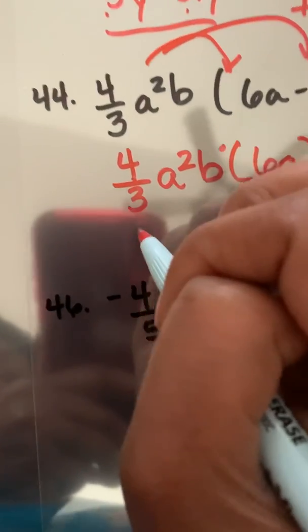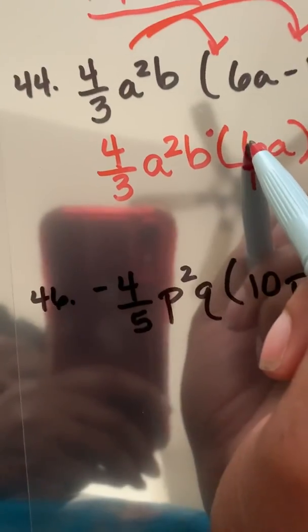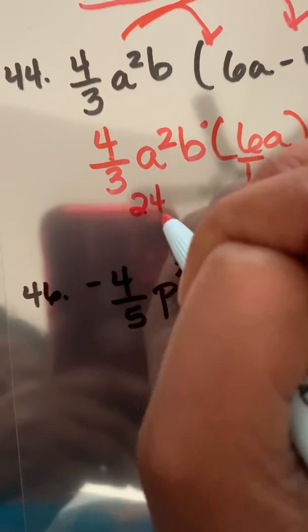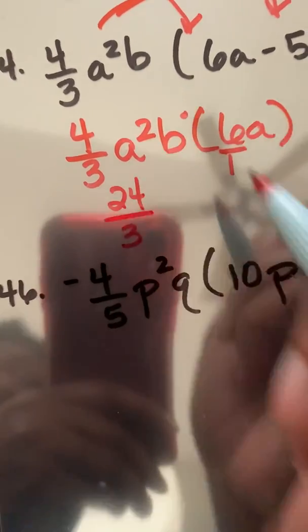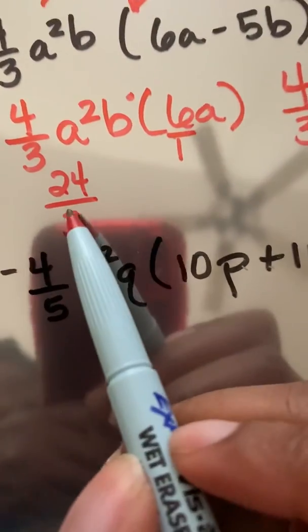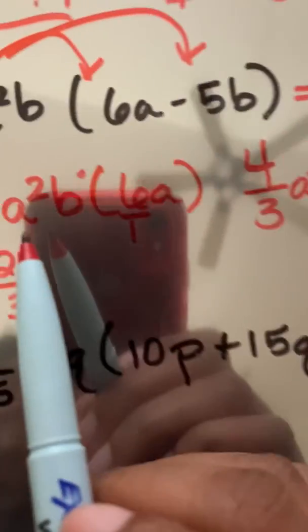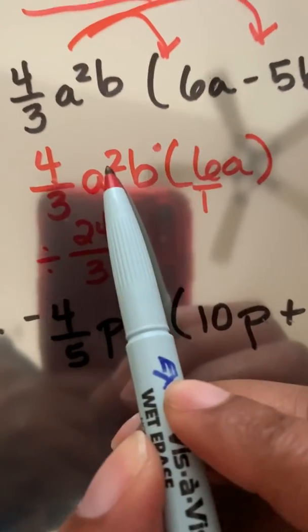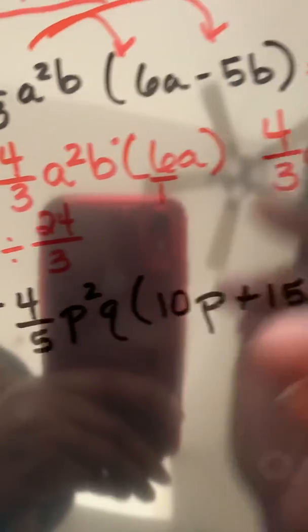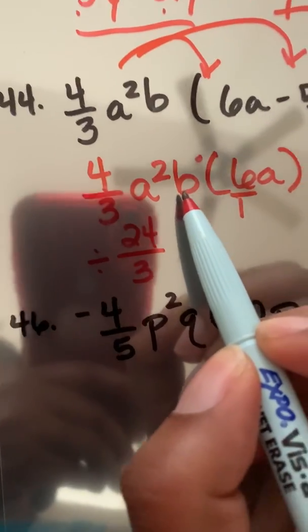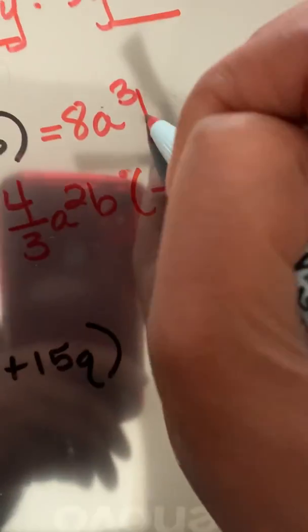So if you're multiplying 4 times 6 is 24 in your calculator, over 3 times 1, which is 3. If you hit the division symbol on your calculator, 24 divided by 3 is 8. We're adding up how many A's we have. I have 2 here, I have 1 over here, so I have a total of 3. So a cubed. And I have 1 b, I have none over here, so I just have 1.